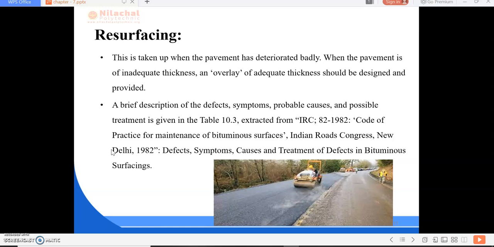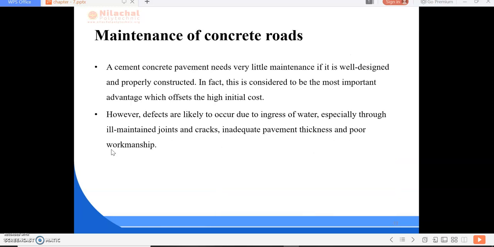This is a code of practice for maintenance of bituminous surface, Indian Road Congress, New Delhi, 1982. Defects, symptoms, causes and treatment of defects in bituminous surfacing. Okay, we have to follow this code for our resurfacing of bituminous road.